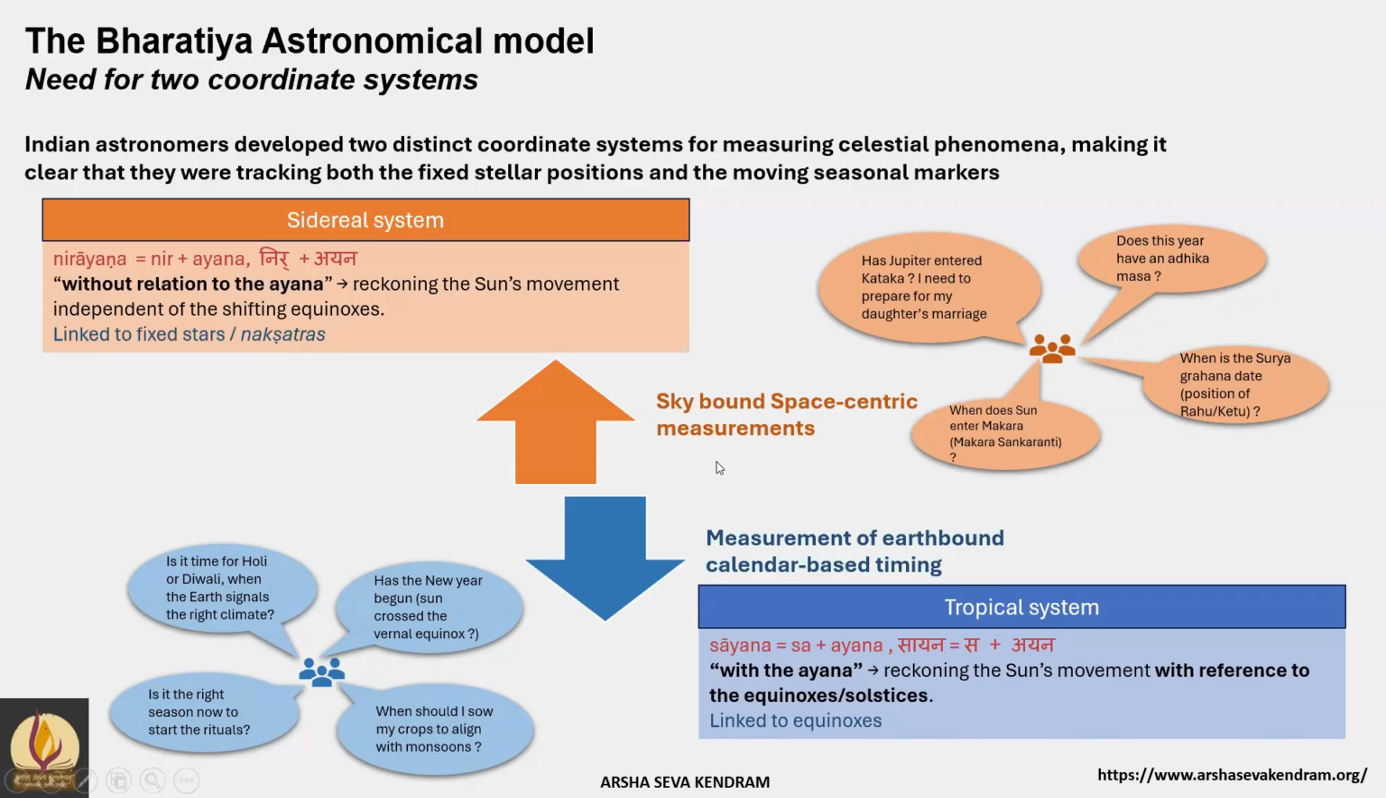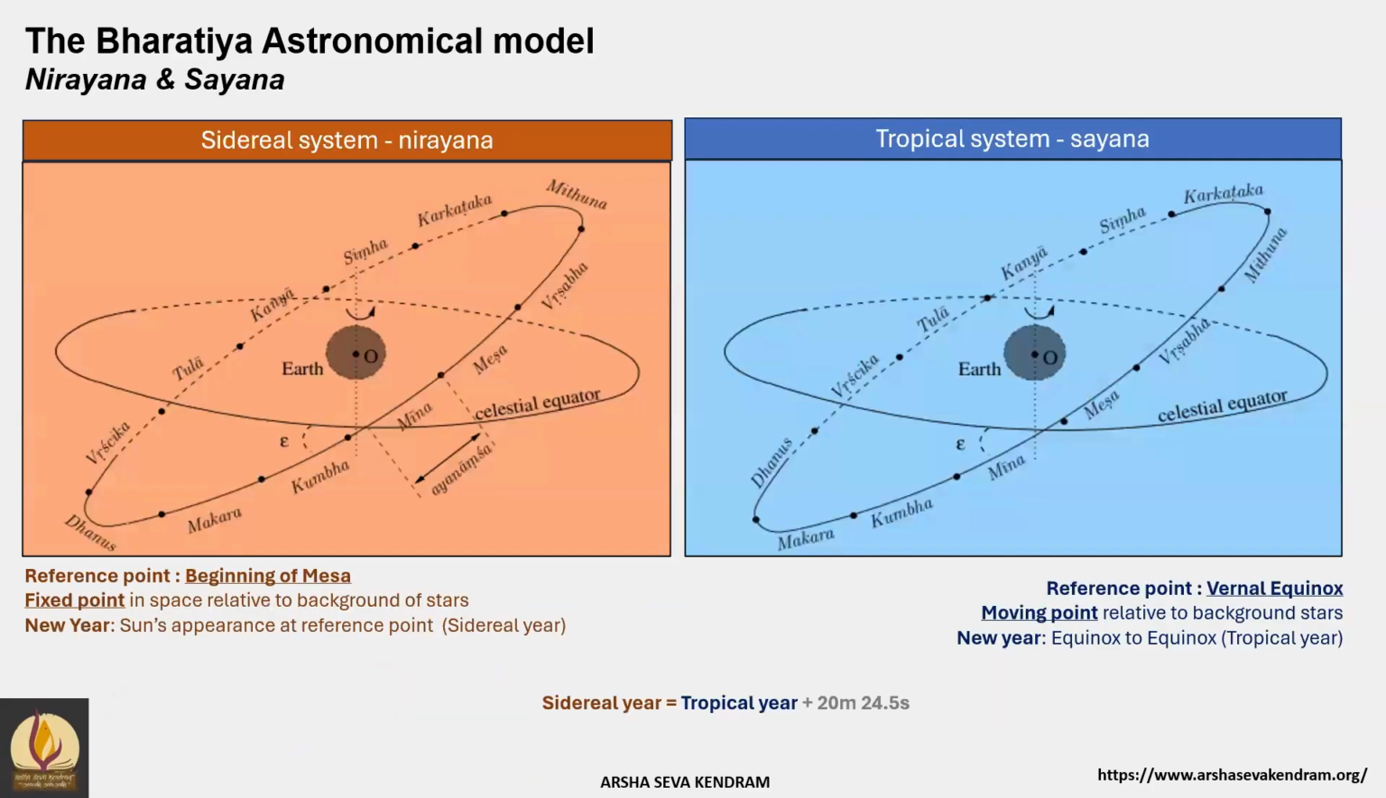So this is an important one, and we just need to understand this. Again, it's the same thing, I'm just saying it in a different way. The Nirayana system or the sidereal system: it's important to understand that we needed a reference point, and that reference point is set as the beginning of the Mesha. It's also called the Meshadi, Meshasya Adi, Meshadi, and it is a fixed point in the background of stars.